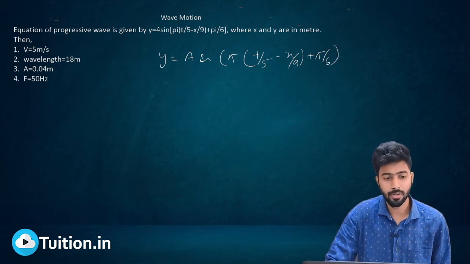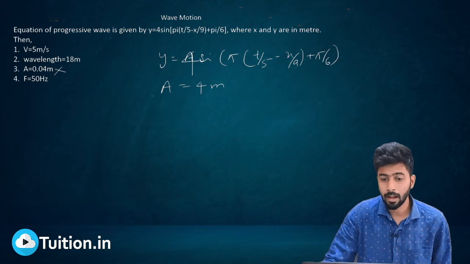Then which of the following is true? Velocity is 5 meter per second. So velocity of wave. First of all, let's try reducing the quantities. This is 4 sine. So here amplitude is 4 meters. So this option obviously goes wrong.